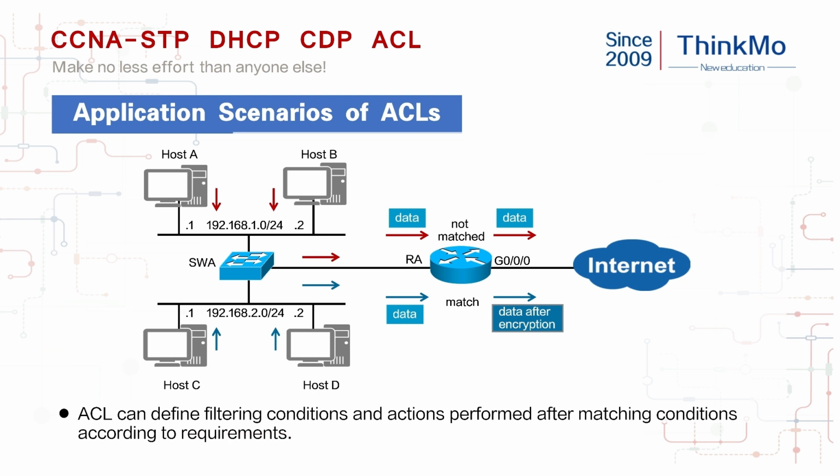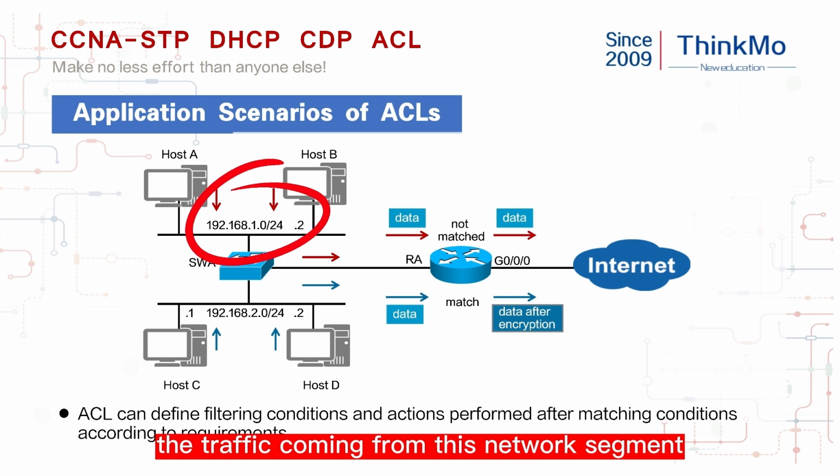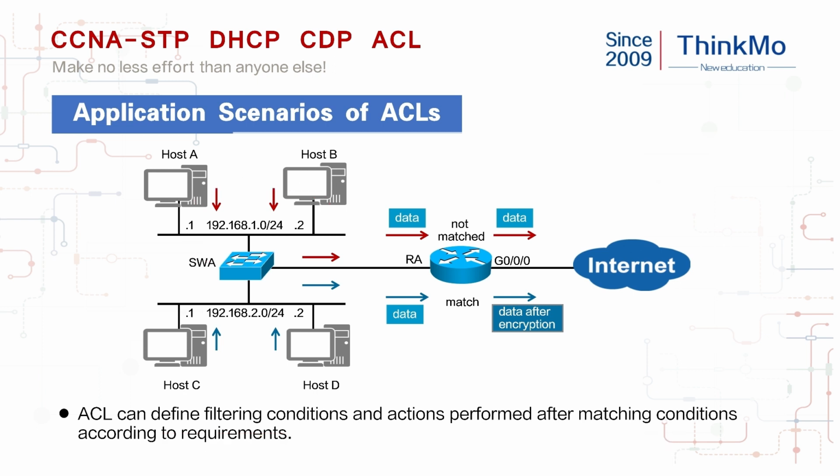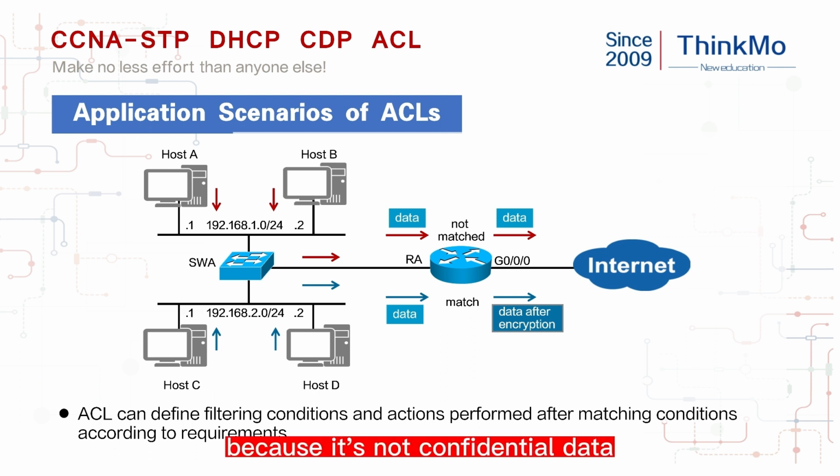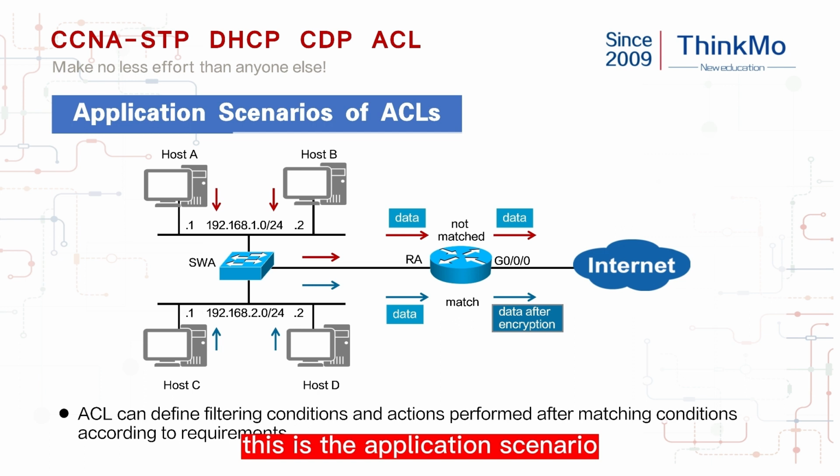That's normal. The traffic coming from this network segment will go online normally. It also takes the internet, but without encrypting its data, because it's not confidential data. This is the application scenario of the ACL we mentioned.